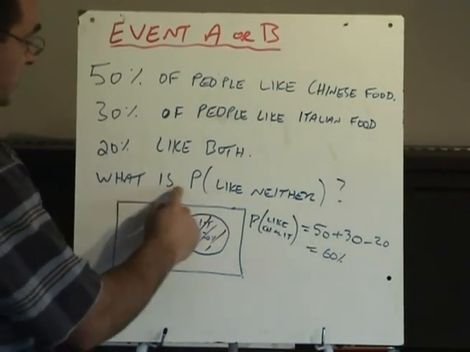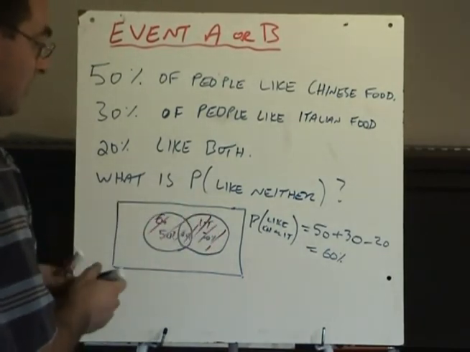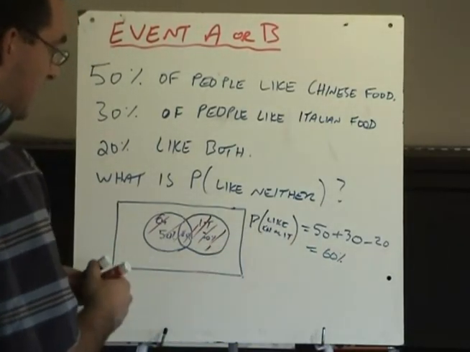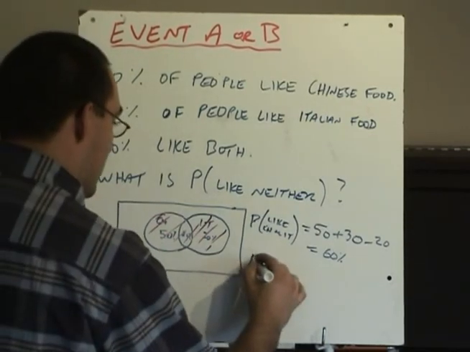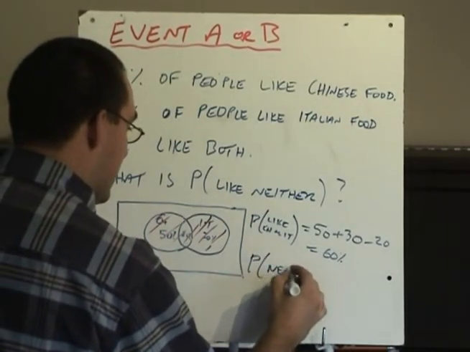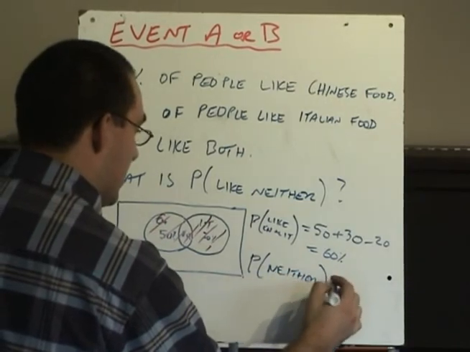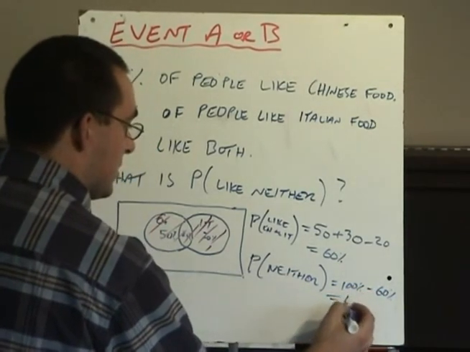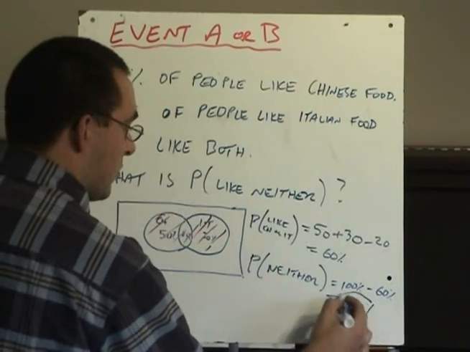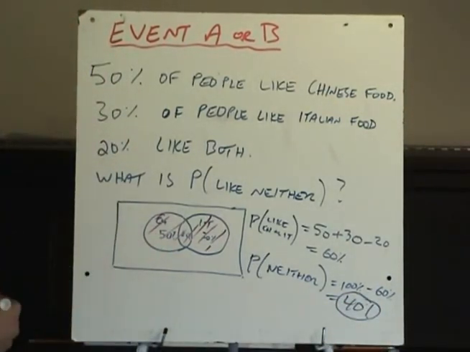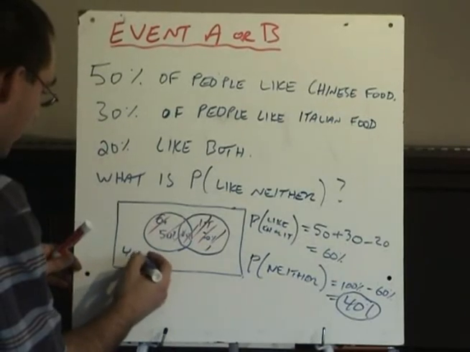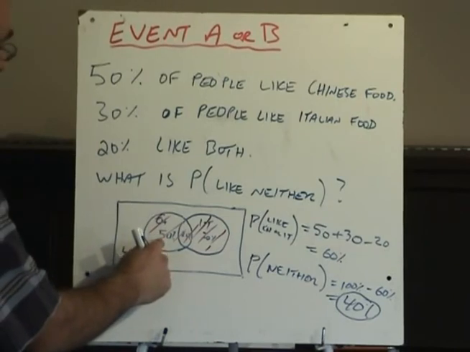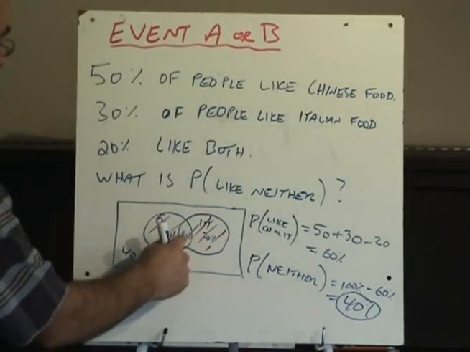Now that's not our question. The question is, what's the probability that they like neither? Well, remember the complement? If we've just found the probability that they like Chinese or Italian, then the probability that they like neither should be 100%, all of them, subtract the 60, which is 40%. Again, fairly easy to determine by our little diagram that we've drawn. So 40% of people are outside, 50% of people liking Chinese, 30% liking Italian, 20% liking both.